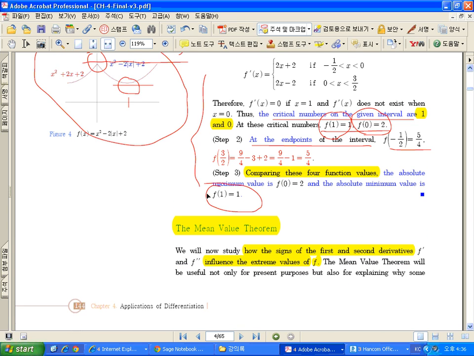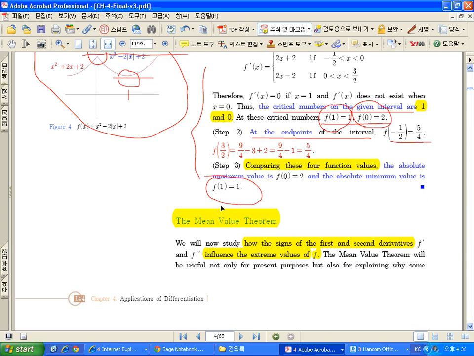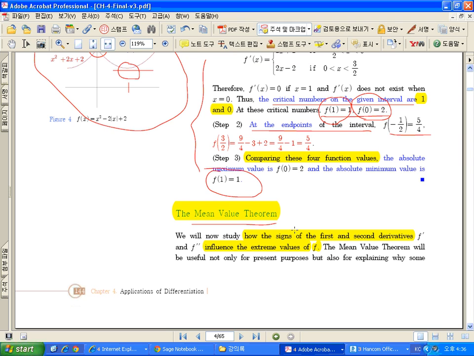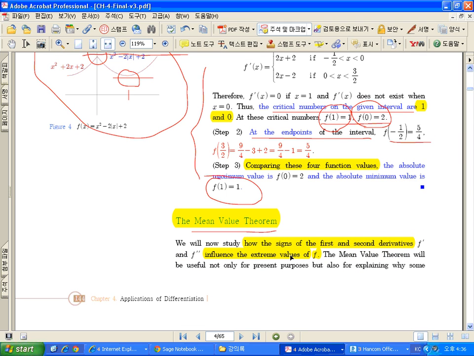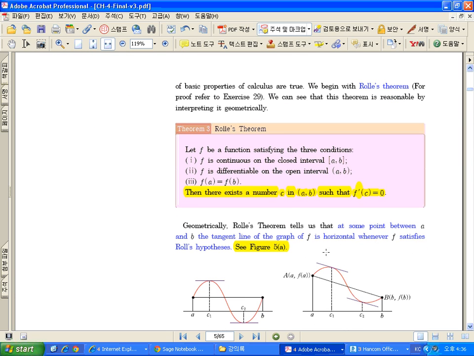Okay. Next is the mean value theorem. Here, the mean value theorem shows the following. We will see how the signs of the first and second derivatives of the function influence the extreme values of f. So we begin with Rolle's theorem.